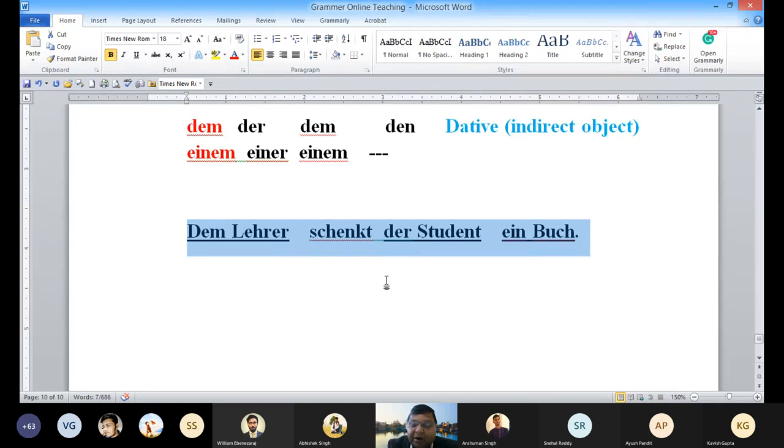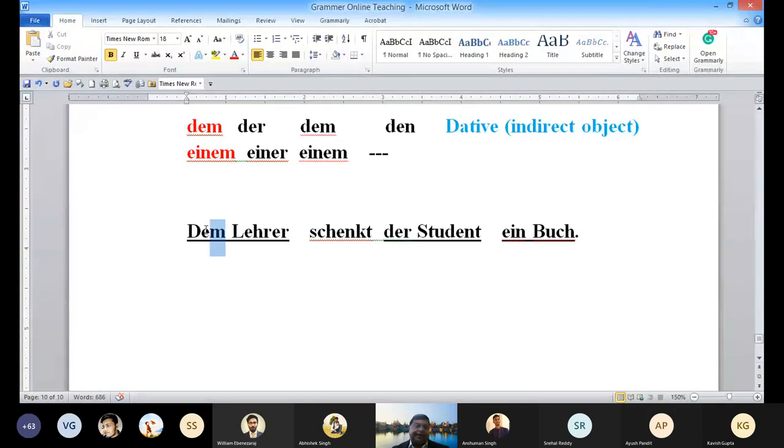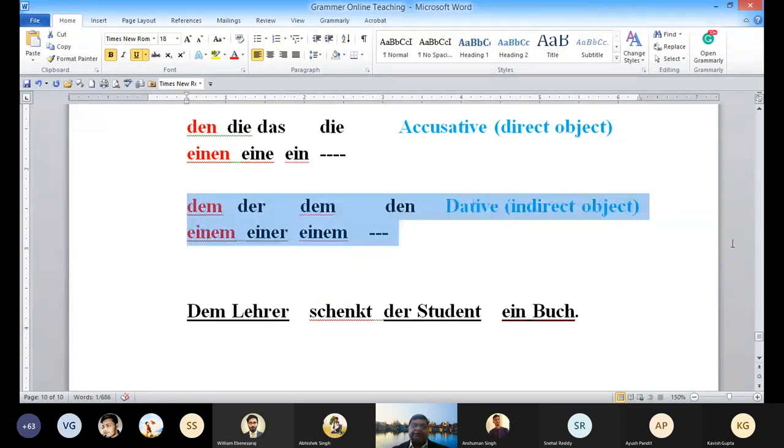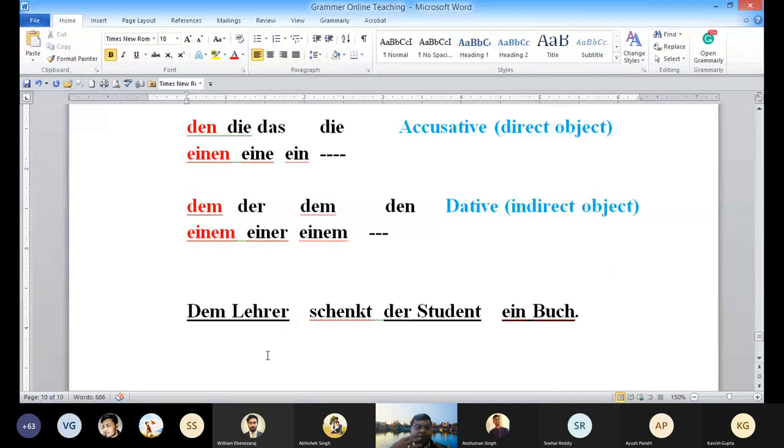Meaning will not change. Why will the meaning not change? The reason is very simple, because dem indicates that it can never be the subject. It has to be direct object, indirect object, something, because dem comes from this category. So always you will translate it as to the teacher. So when you say to the teacher, the meaning is that it can never be the subject, though it is coming in the beginning of the sentence. Doesn't matter.